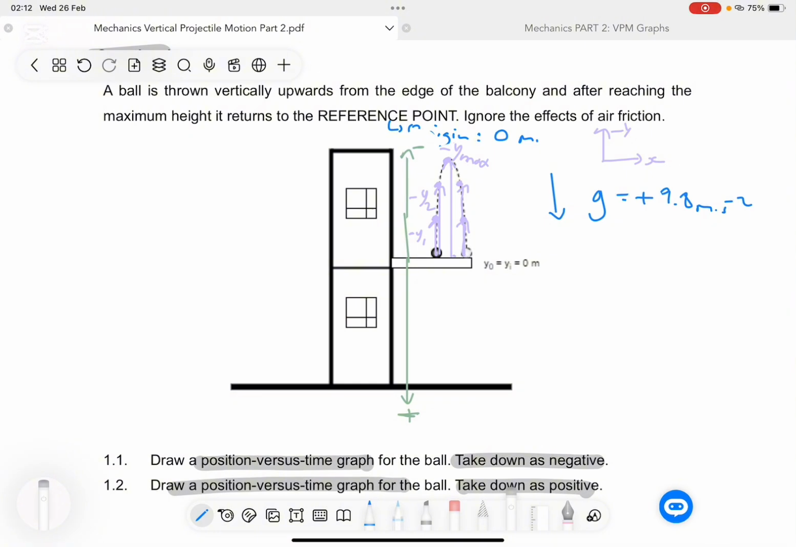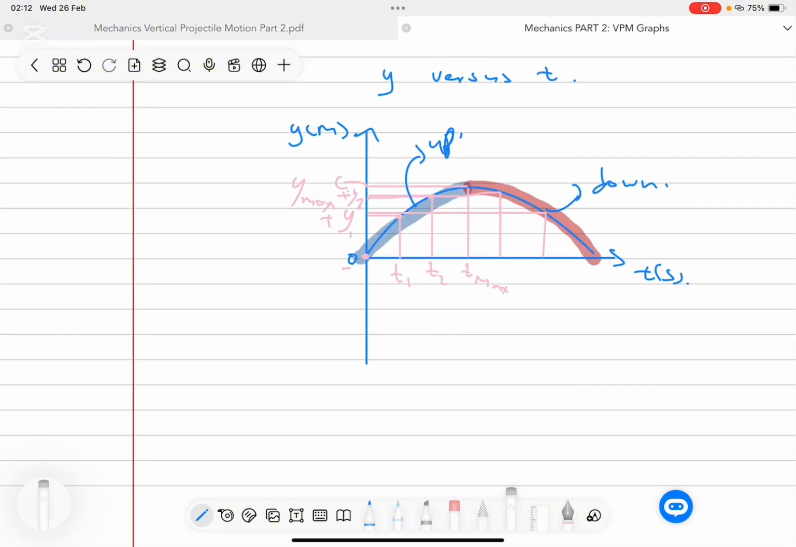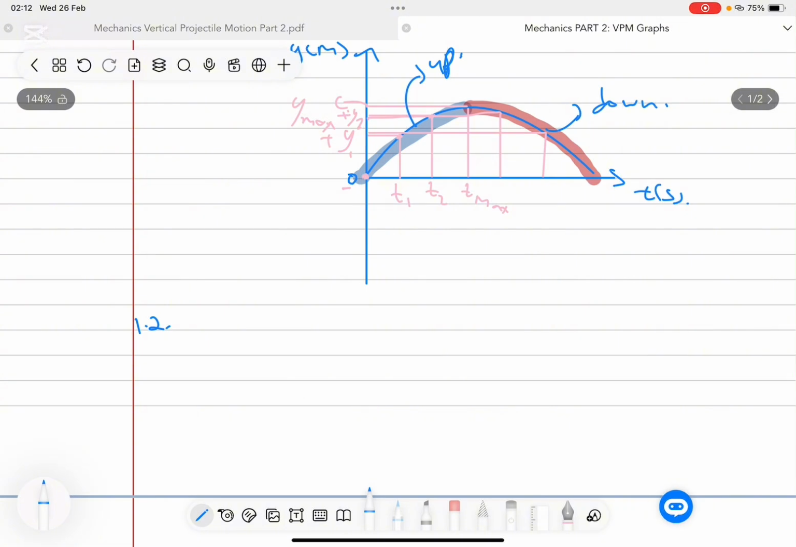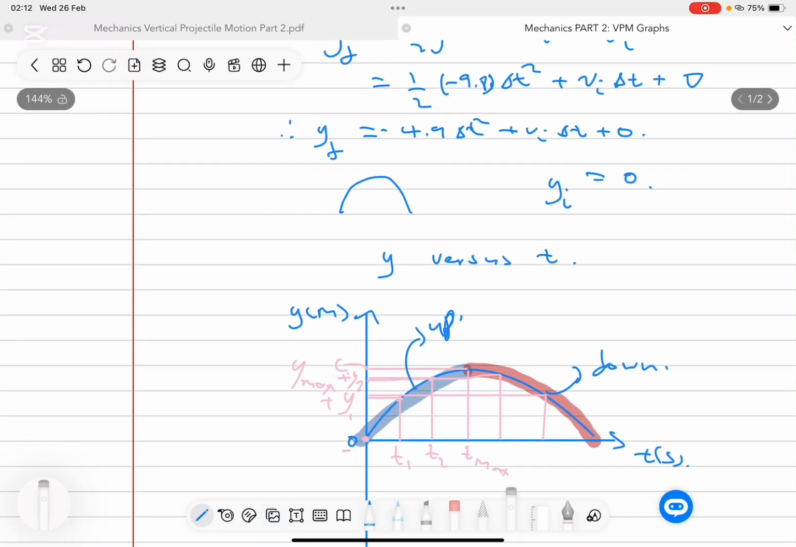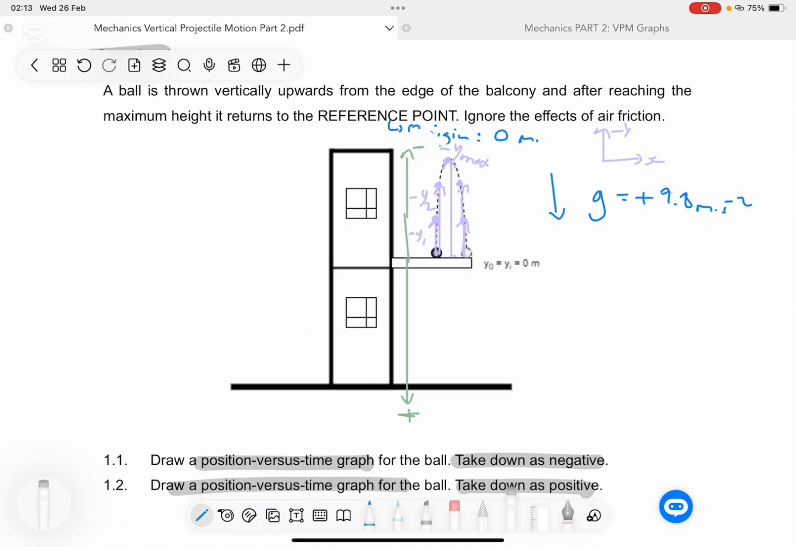If we look at this in terms of our graphs, if we take all this information that we have looked at now and try to draw a graph using this information, we can see that in our equation we have y final equals 1 over 2 times 9.8 times change in t squared, plus v initial times change in t, plus 0. Remember, this last part here stands for y initial, and we're saying our y initial is 0 because the ball started at the reference frame.